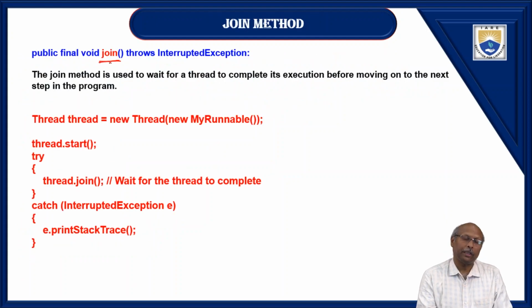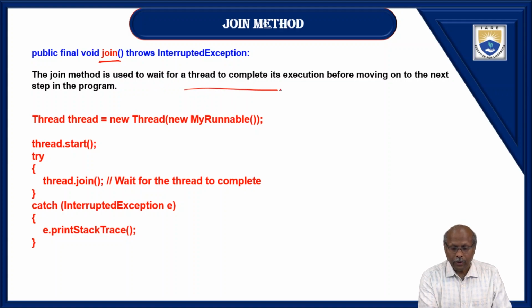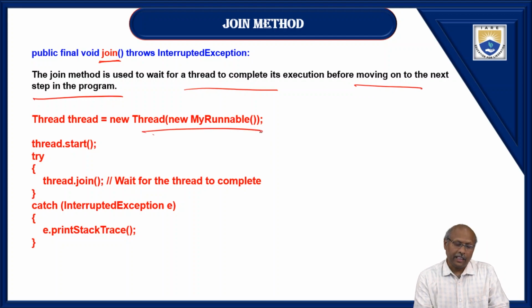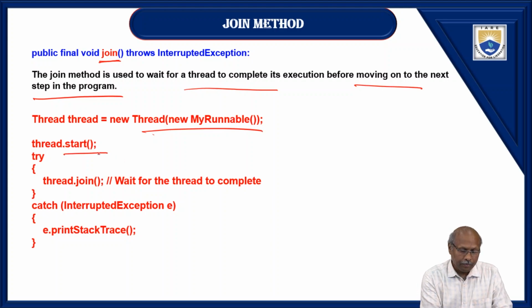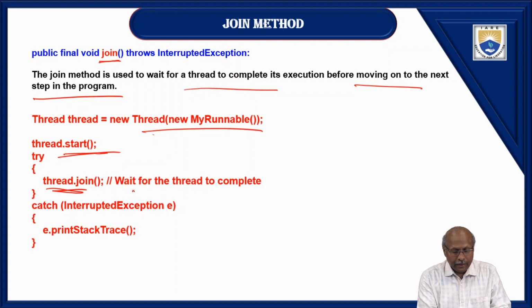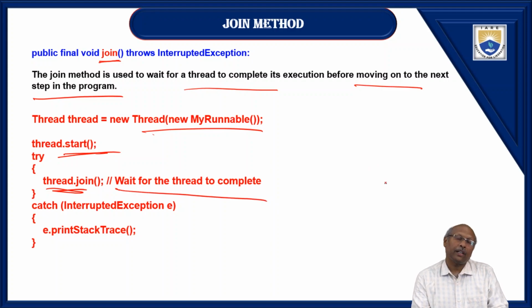Then there is a method called join method. The join method is used to wait for a thread to complete the execution before moving to the next step in the program. Now, first create a thread object, then call start, then the thread will be joining. Now, if you write join, then it will make the parent thread wait. The parent thread will wait for the child thread to complete.